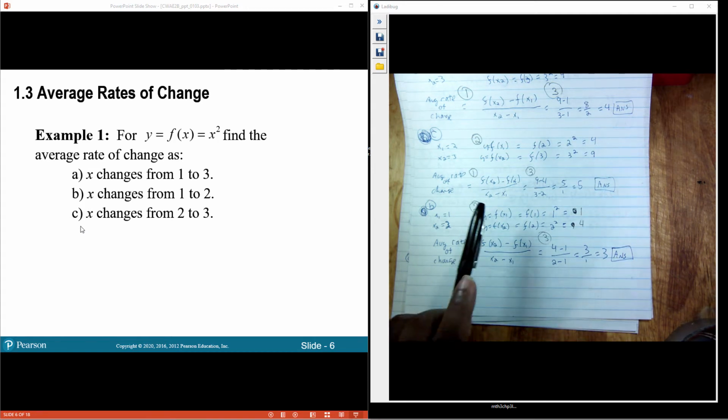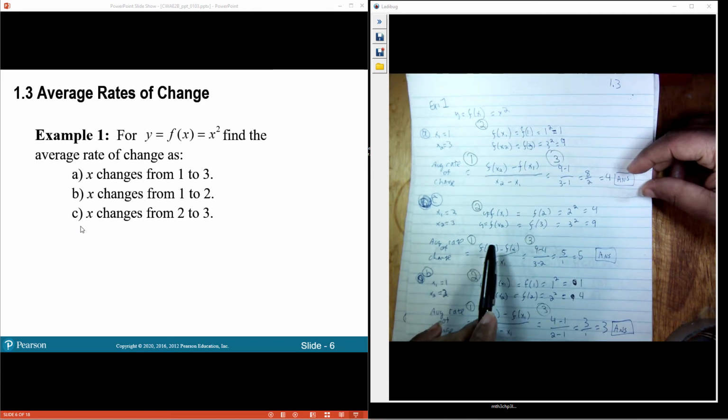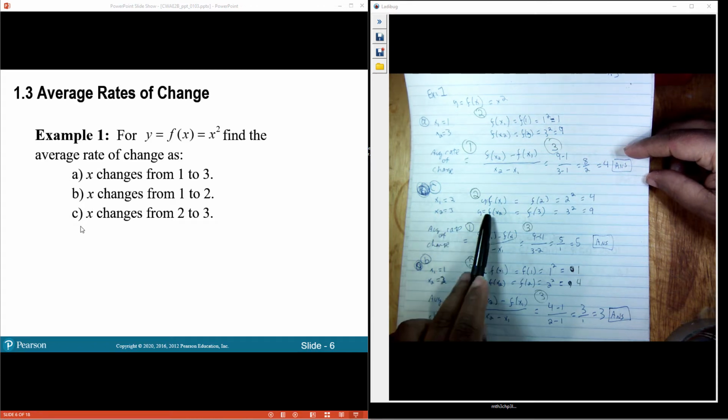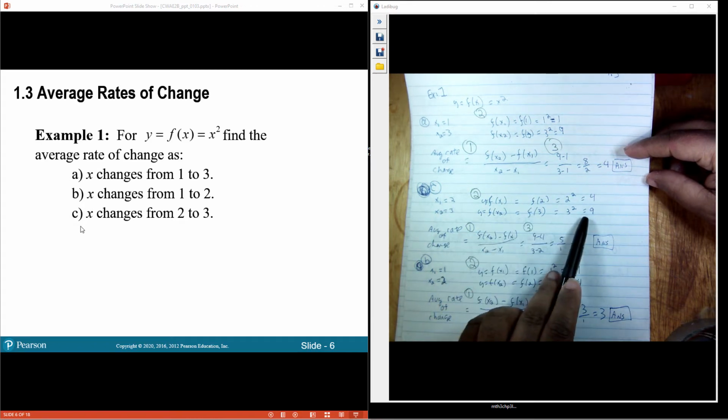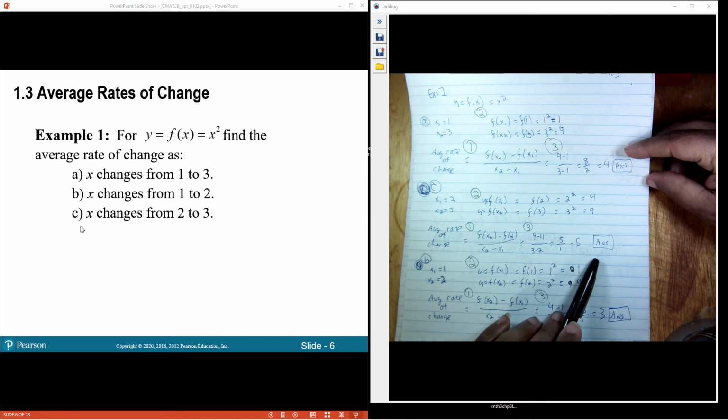That was part B, and part C is 2 to 3. The first thing I did was write out my formula. The second thing I did was assign values to my variables. The third thing I did was plug in. And it simplified and gives me the answer there.